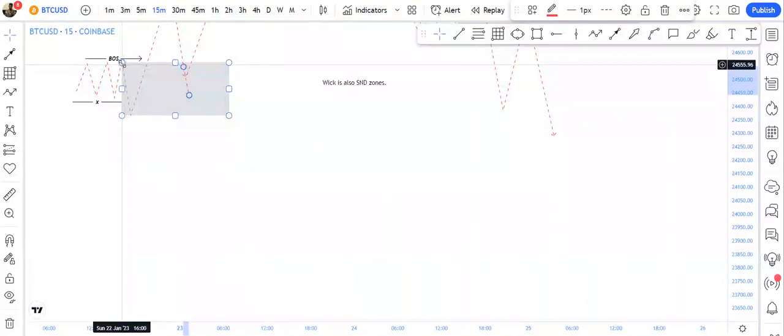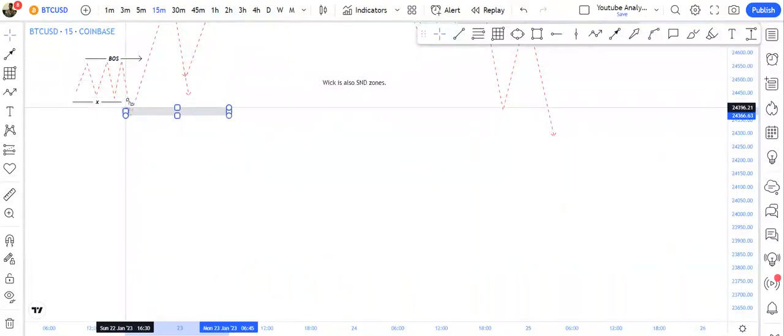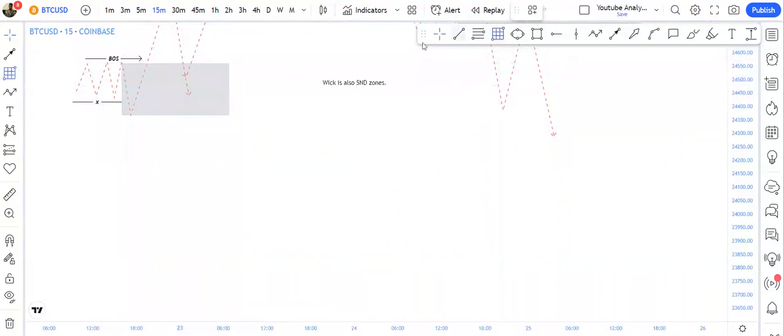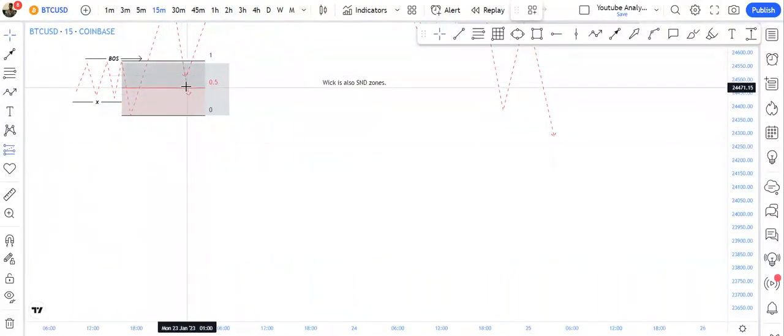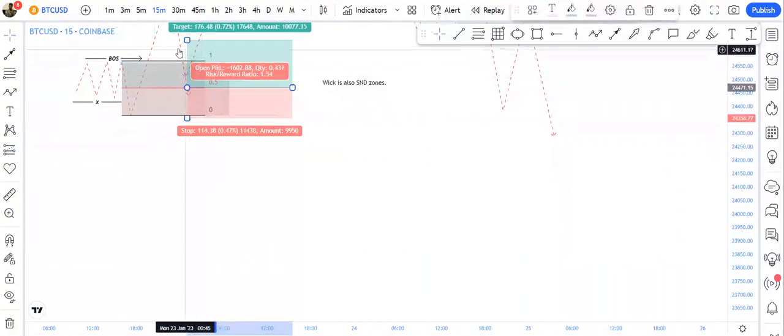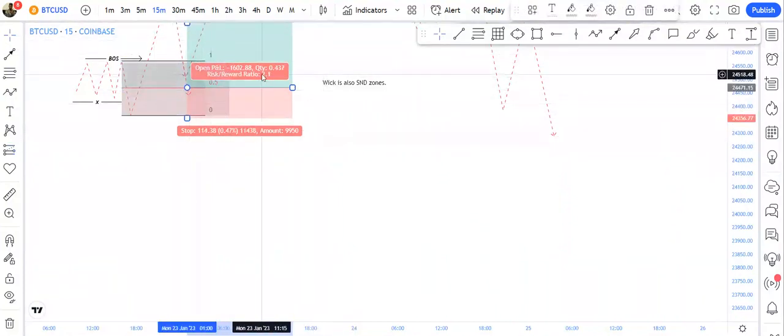So you can definitely refine if you don't want to move to the lower time frame and really refine your zone all the way towards the downside. You can simply take your fib tool, put it all the way over here, and then just take the 50% of the zone. You can place an entry at the 50%, stop loss below, take profit all the way towards the upside.